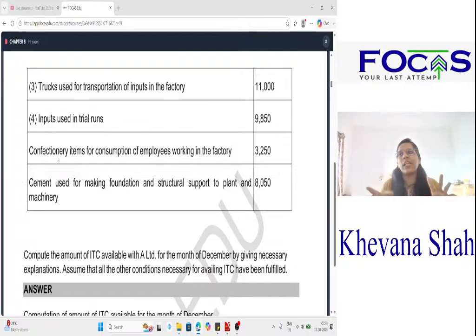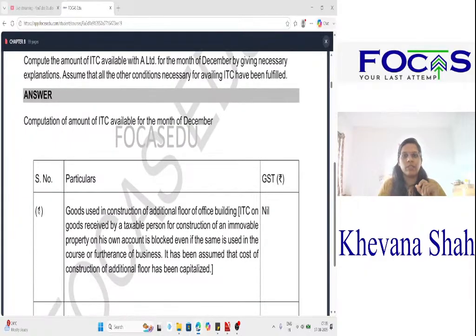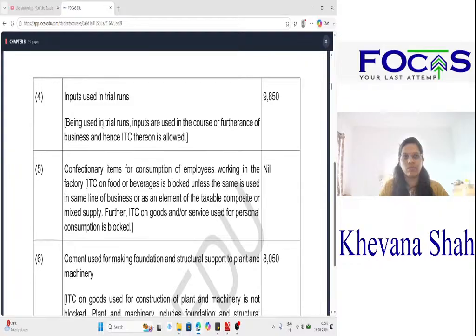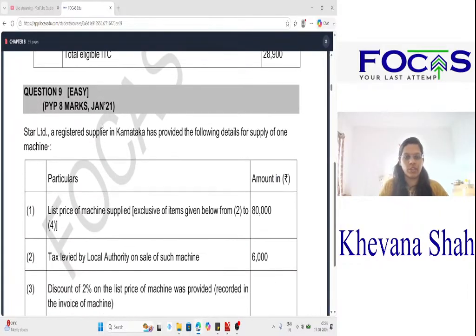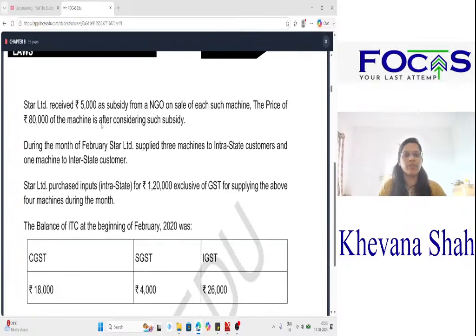Then confectionery items will come under food items. For that you will not be allowed, and this is not any statutory obligation that the employer needs to fulfill. Then cement used for making foundation and structural support to plant and machinery. If you are making any foundational structure, then that will also become part of your plant and machinery. And for plant and machinery, the ITC is allowable. So again, this ITC will be allowable. Now come to question number 10.